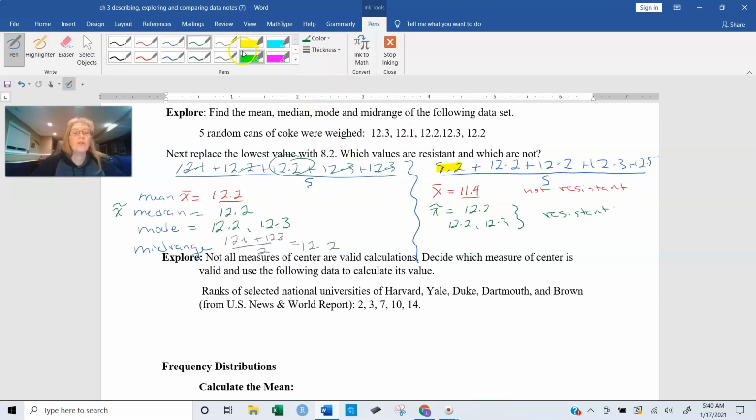Next is the mid-range. And when you did the mid-range, you should have taken the lowest, which now would be the 8.2. And you got 10.25. Also very different. So this is not resistant.